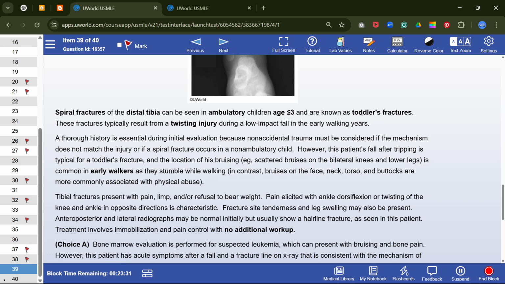Toddler fracture presents with pain, limp, and refusal to bear weight. Pain is elicited with ankle dorsiflexion or twisting of the foot in the opposite direction of the knee, and the distal tibia is the characteristic fracture site. Tibial fracture site tenderness and leg swelling may also be present. Anteroposterior and lateral radiographs may be normal initially but show a hairline fracture, as seen in this patient. Management typically involves immobilization and pain control, with additional workup.